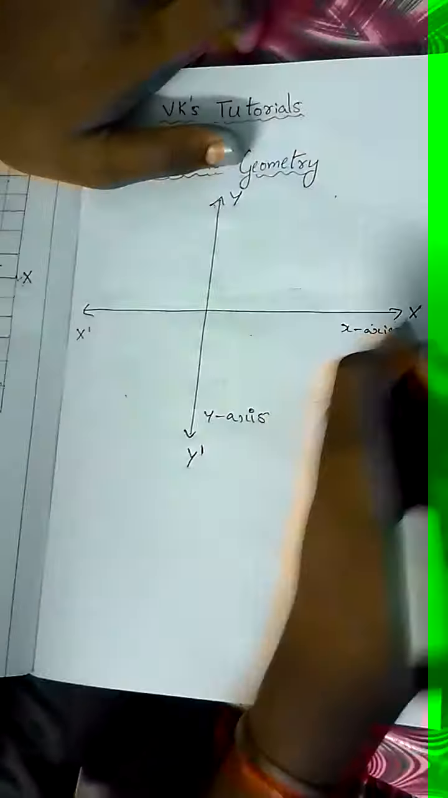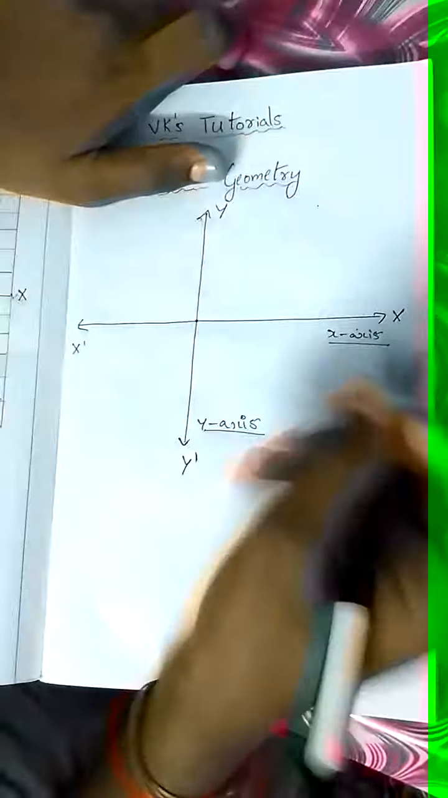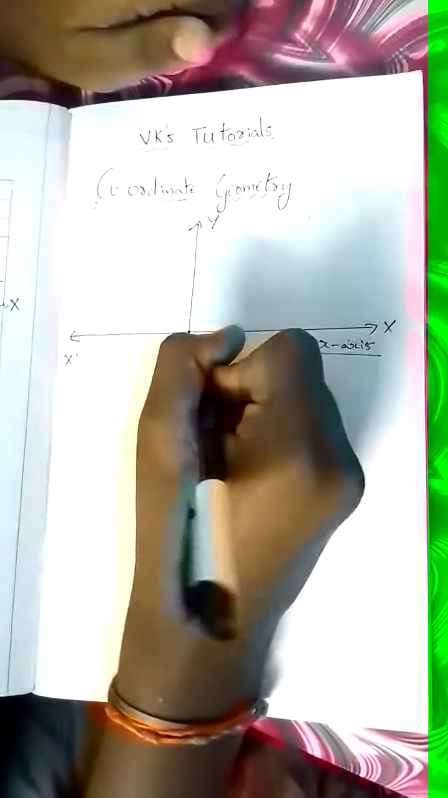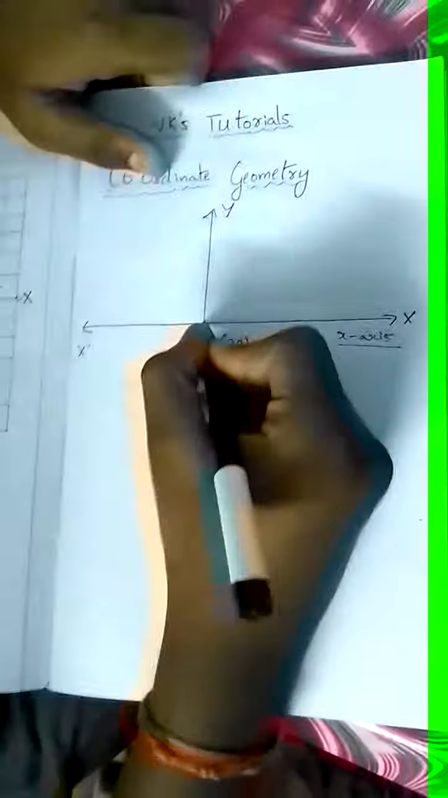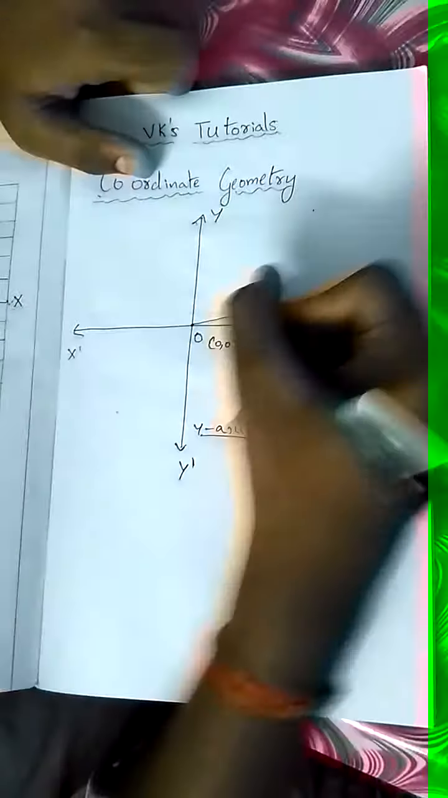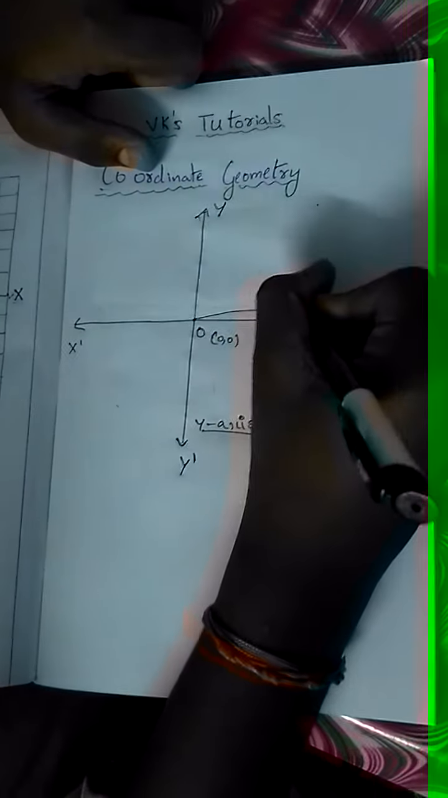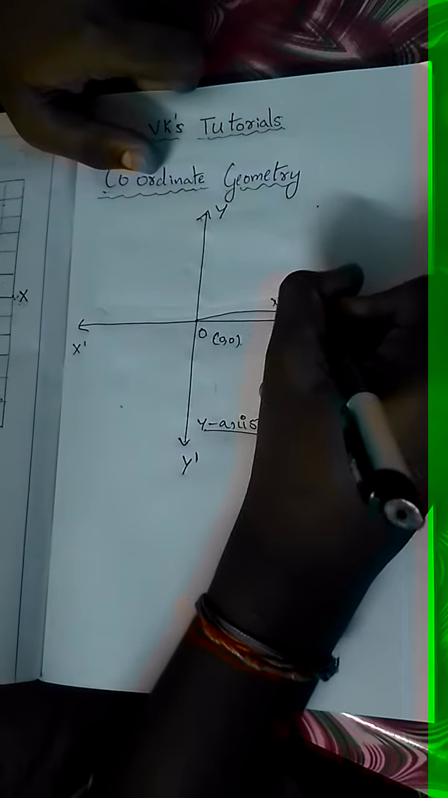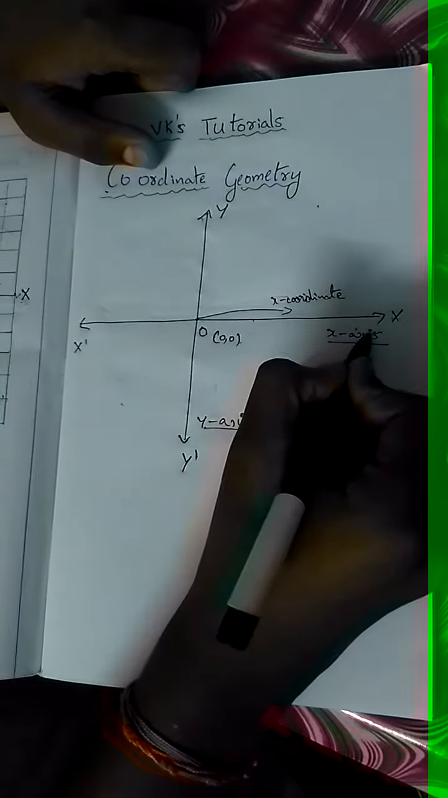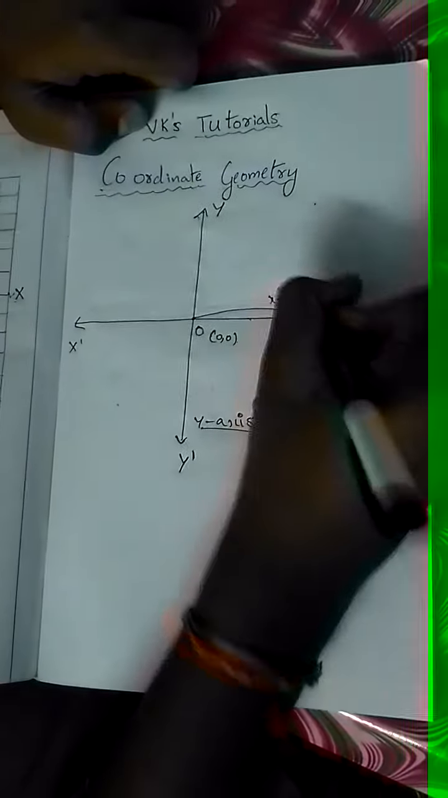Now, the intersection point of the x-axis and y-axis is this, and this is known as the origin. It is denoted by O or (0, 0). Now, if you go to the right side from the origin through the x-axis, this is the x-coordinate. And the x-coordinate on the right side of the x-axis is always positive. And on the left side of the x-axis it is always negative.